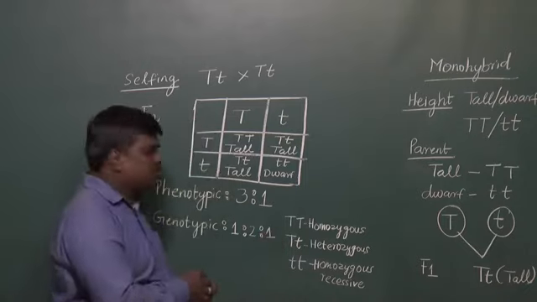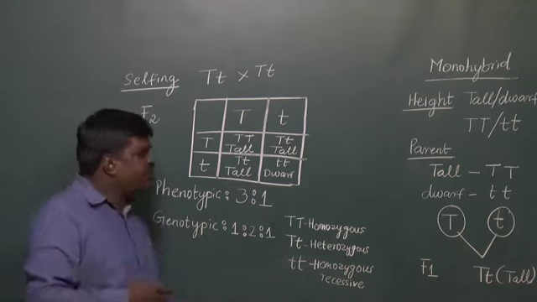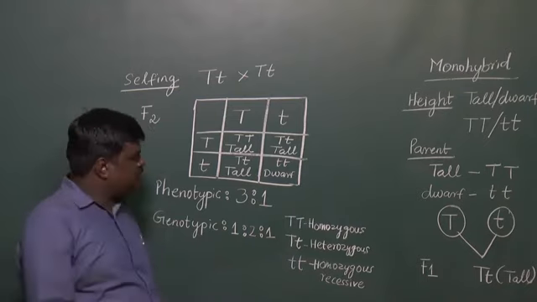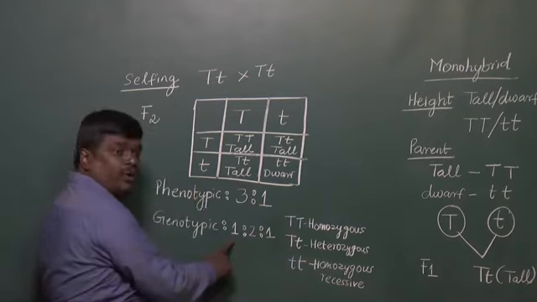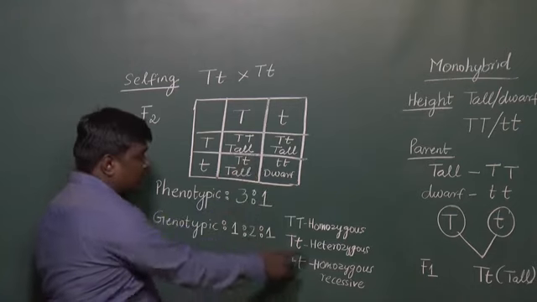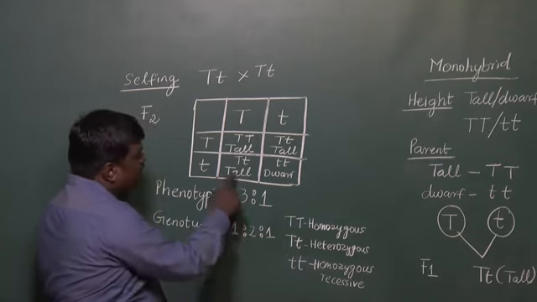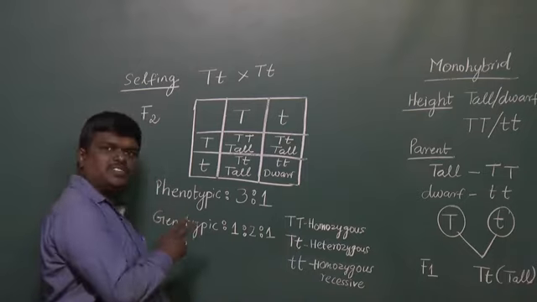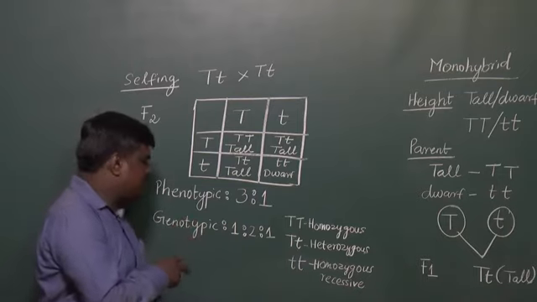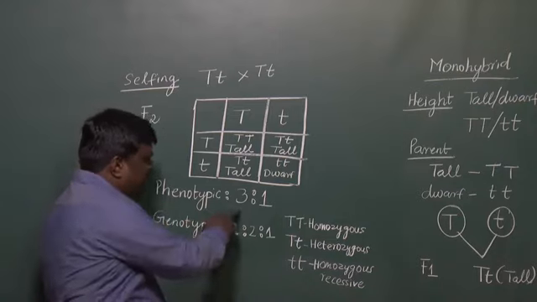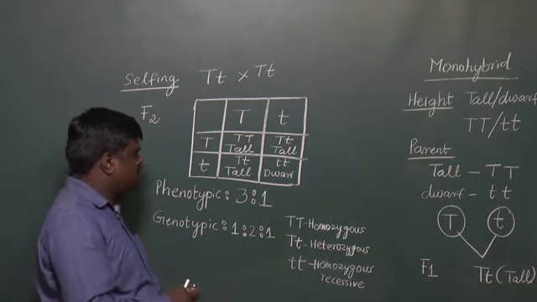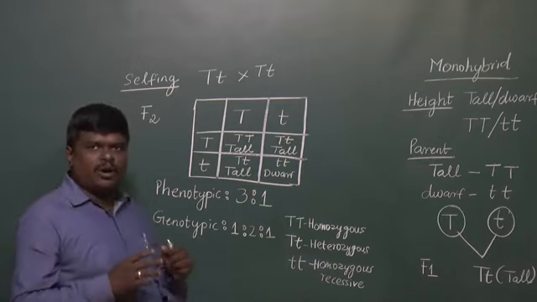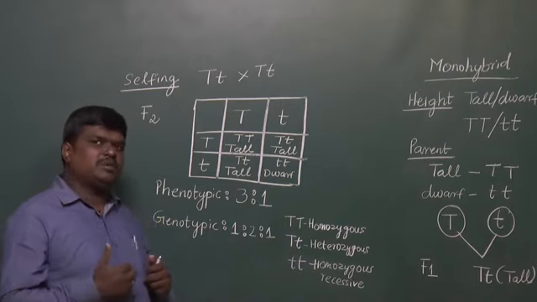After these characteristics, in the phenotypic character, the external appearance, we can see three plants were tall and one was dwarf. Whereas when you observe the genetic makeup, capital T, capital T is one plant, that's why it is one, and two were heterozygous dominant, capital T, small t, two ratio, and one plant is homozygous recessive. If both alleles are the same, capital T or small t, it is called homozygous. If they are different, it is called heterozygous. So this is the ratio he obtained. The phenotypic ratio is 3:1 in the monohybrid cross, and the genotypic ratio is 1:2:1.